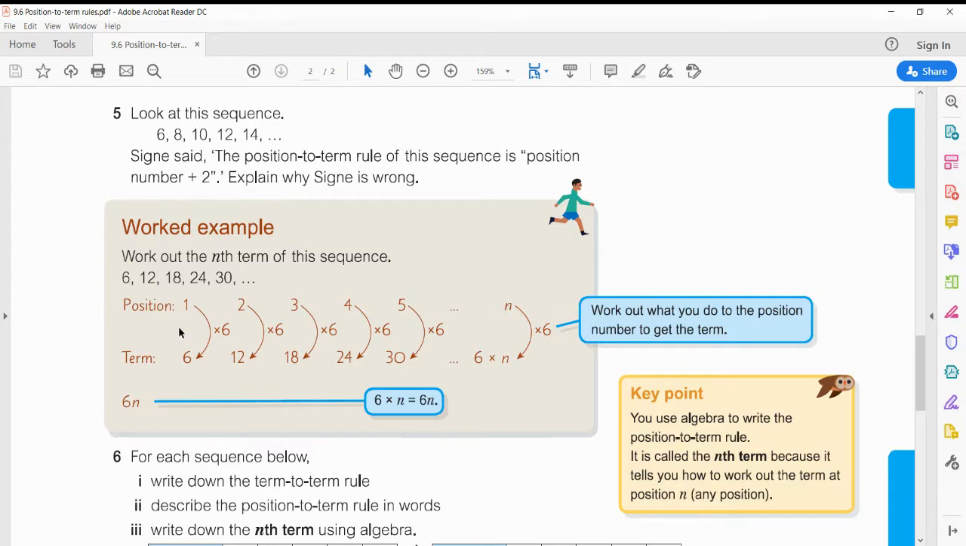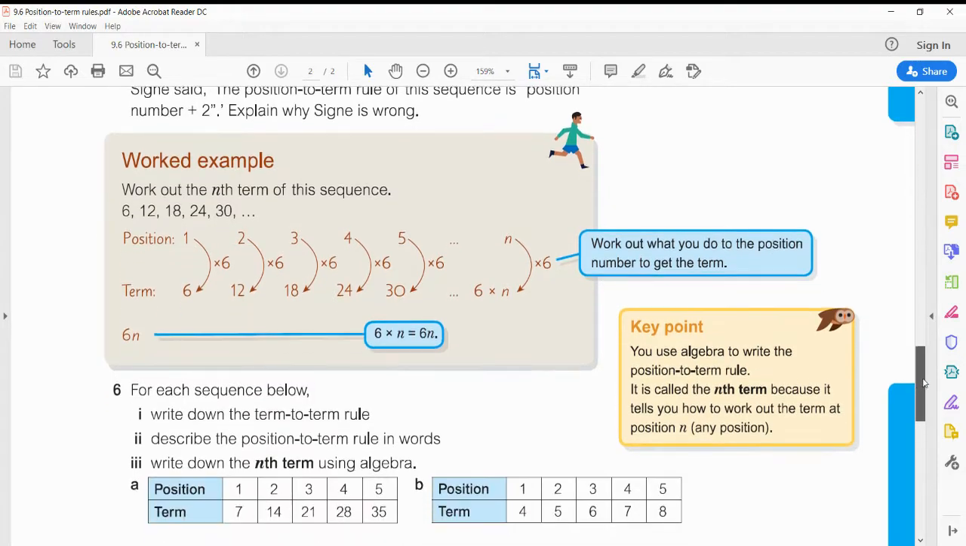Okay. Then we've got a worked example. So this worked example goes through a lot of what the lesson last week goes through. So I won't go through it now, but I might refer back to it soon.